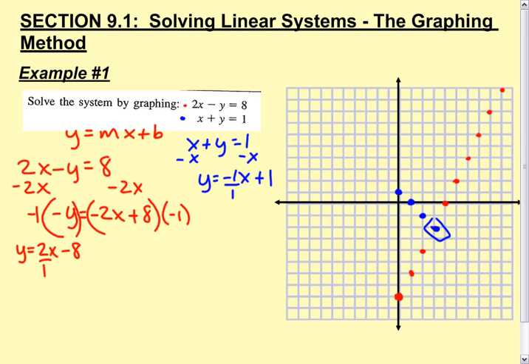What are the coordinates for that point? What are its x and y? 3, negative 2. 3, negative 2 solves this equation and that equation. It's a solution to the system.